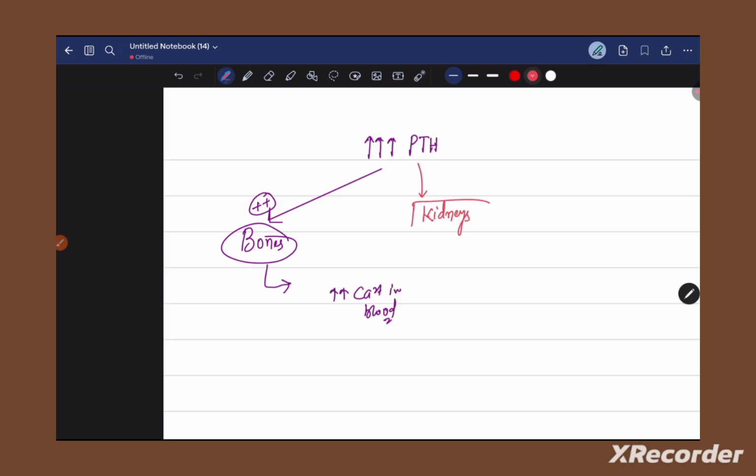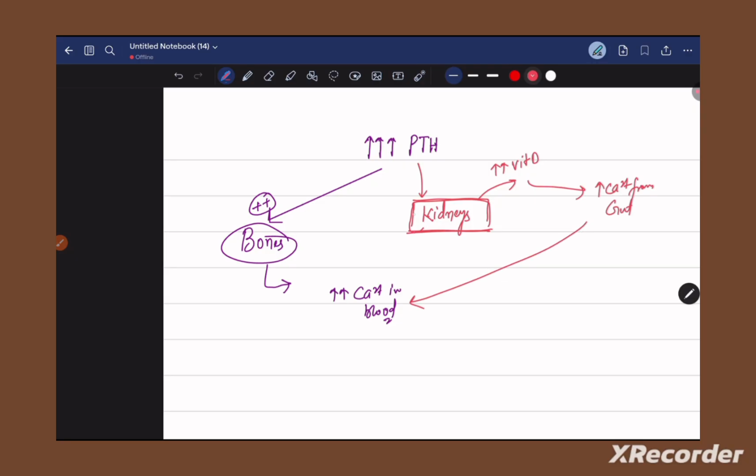Okay, in kidneys, what will it do? It will increase the... since kidneys are normal, what I told you here, kidneys are normal, so there will be increased vitamin D synthesis that would cause the increased calcium absorption from gut. So there will be increased calcium in blood.